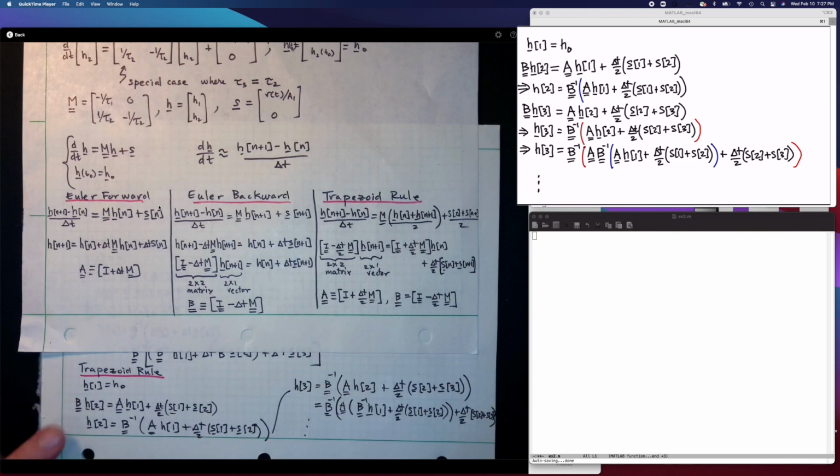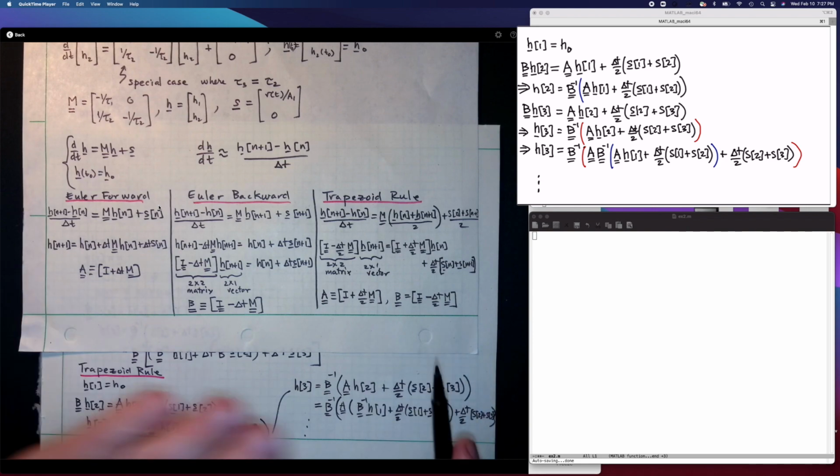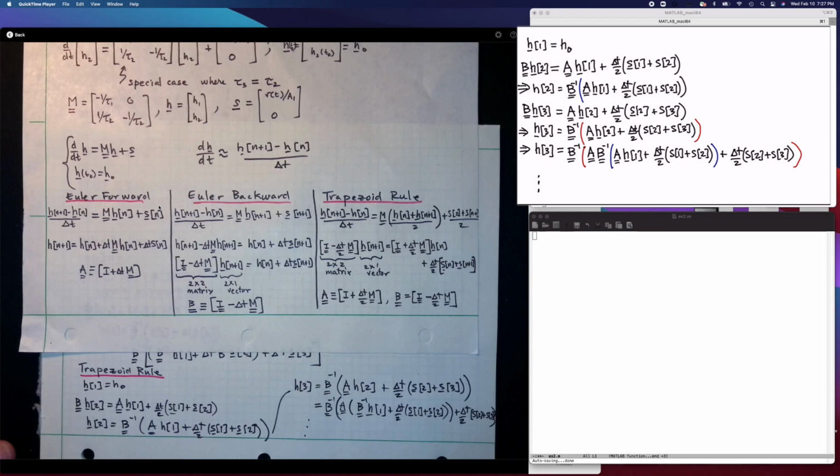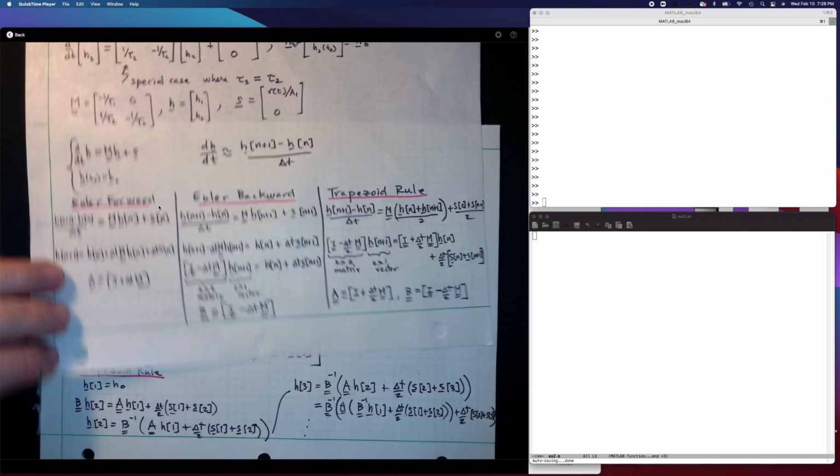So for the trapezoid rule, the expressions get kind of messy. The code, though, there'll be hardly any difference between the trapezoid and the Euler backward scheme. Both of these will involve solving a linear system, so the effect of taking the inverse of the matrix B will have to be done at every time step. In fact, we're just going to use what MATLAB calls backslash, which solves the system without explicitly computing the inverse of the matrix. So let's go to the computer and solve it.